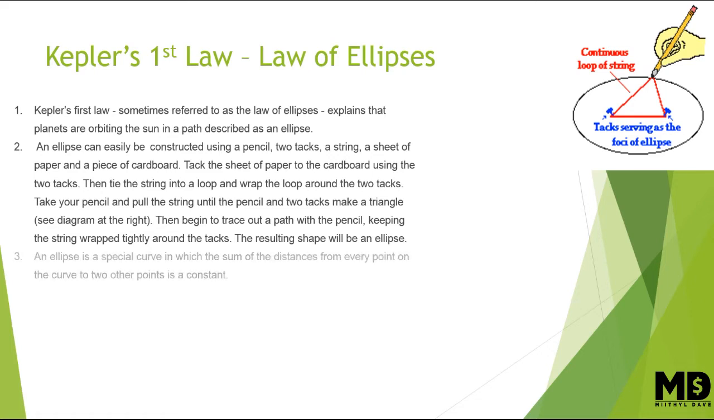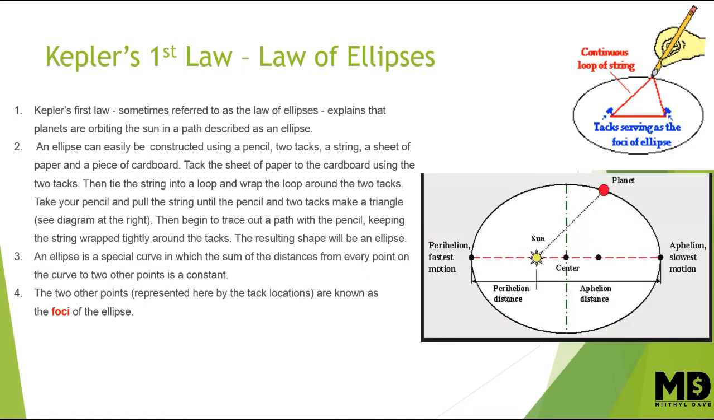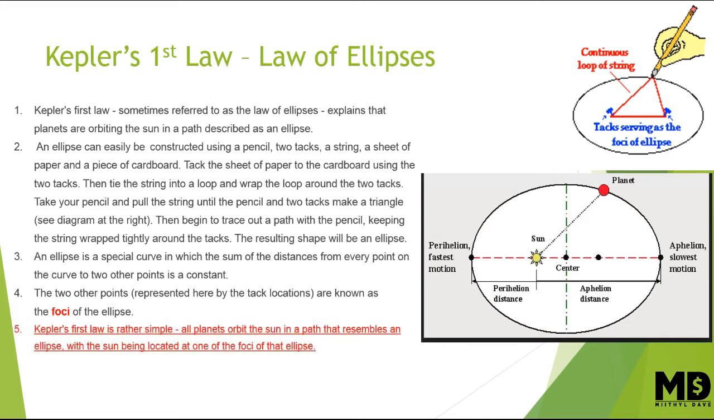What's an ellipse? An ellipse is a special curve in which the sum of the distances of every point on the curve to two other points is a constant. The two other points are known as the foci of the ellipse. So Kepler's first law is rather simple. All planets orbit the sun in a path that resembles an ellipse, with the sun being located at one of the foci of the ellipse.